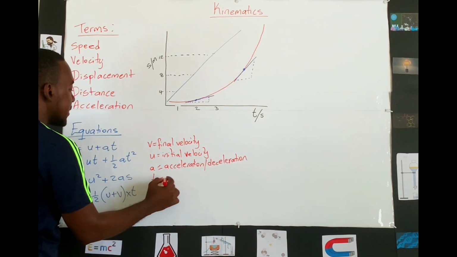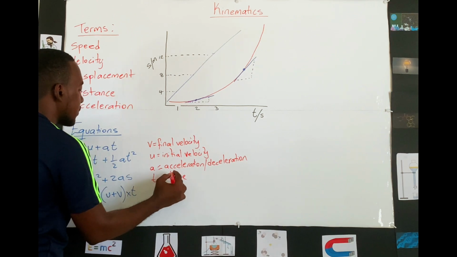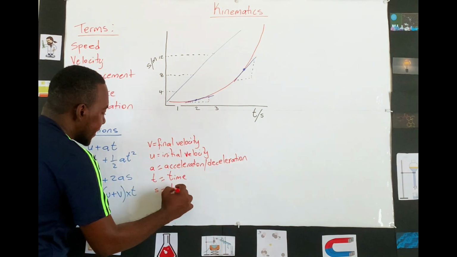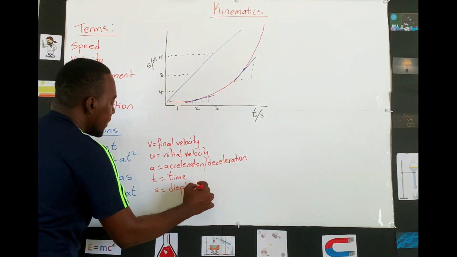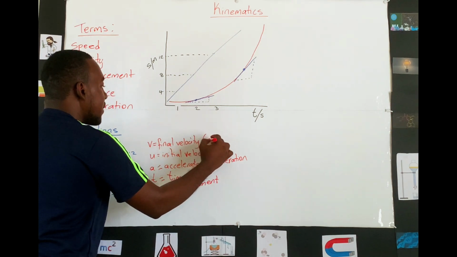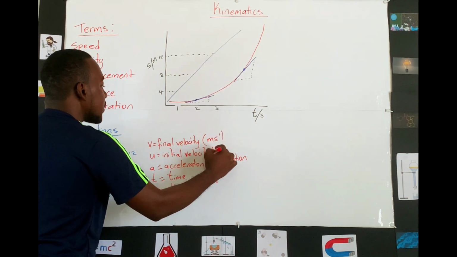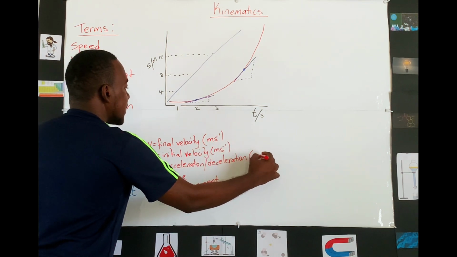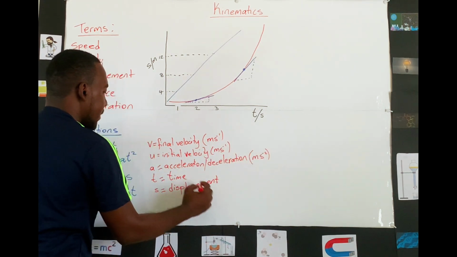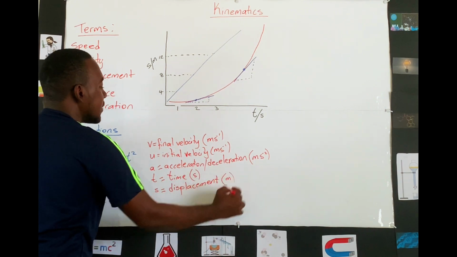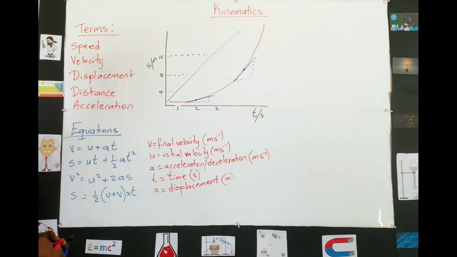The T represents time. The S, not speed, but the S represents displacement and sometimes can be referred to as distance. The units for these are meters per second for both initial and final velocity. For acceleration or deceleration it is meters per second squared. For time it is the second. And for displacement it is meters. Right? So these are the formulas we use.